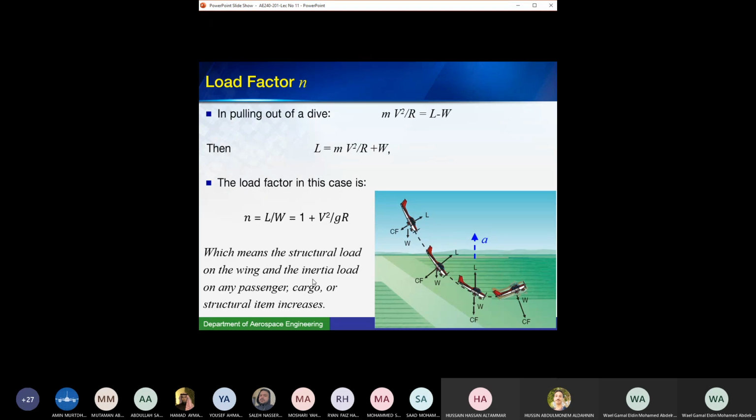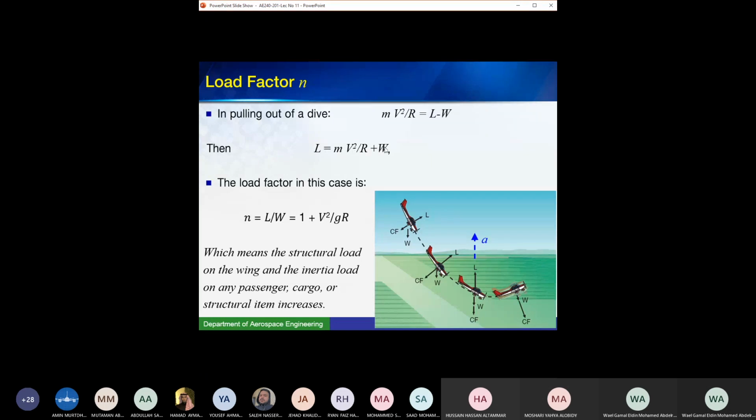Now, the load factor. We need to have a small discussion on the load factor in the pull-up here. The pilot pulled the stick, acceleration is upward, lift is up, weight is down, and the aircraft is pulling like this. Imagine that the aircraft is at the lowest position. So in this case, mass times acceleration is L minus W. That means the angle now is 0, right? So if I move the weight to the other side, it will be L equals the weight plus mass times acceleration. And if I divide by W, that would be the load factor.